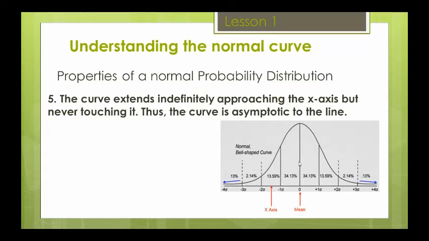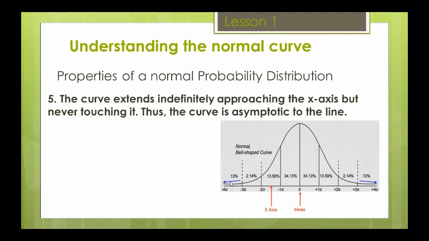And then fifth, the curve extends indefinitely, approaching the x-axis but never touching it. Thus, the curve is asymptotic to the line. So nakikita nyo dito, sa example natin, yung curve natin never touching the x-axis. Hindi talaga mag-touch yung curve natin sa x-axis. So almost lang, no? Approaching the x-axis but never touching it. So hindi dapat mag-touch doon sa x-axis yung curve natin.